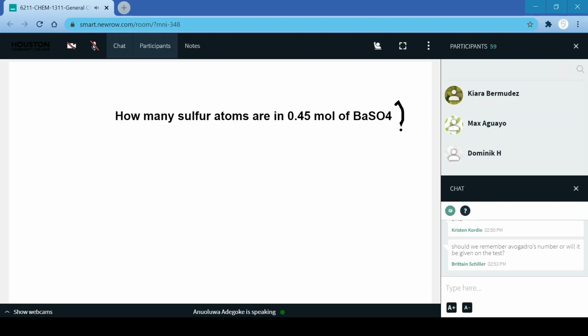All right, so to do that, this is what we need to remember. We are given the question in mole. So the very first thing you want to write is 0.45 mole. We're given it in mole, and then we are told to find how many sulfur atoms there are. Whenever you see the word atoms, you have to remember we're going to use our Avogadro's number. So 0.45 mole of barium sulfate.